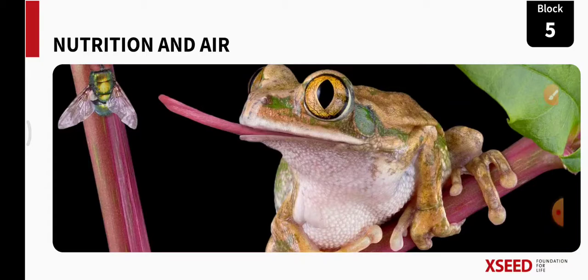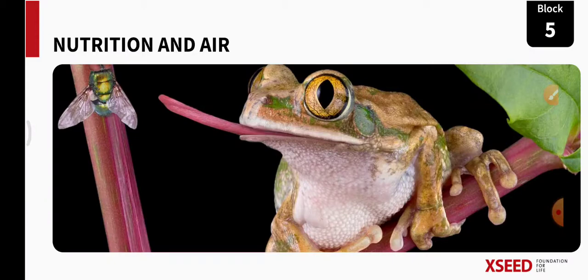In the previous classes, the lessons we have learnt are the features of living things, and how they grow and reproduce. We learnt that living things grow, take food, breathe air, they have a lifespan, and they live for a period of time and die. We also learnt how they reproduce, and in today's class we are going to learn about the nutrition and air.